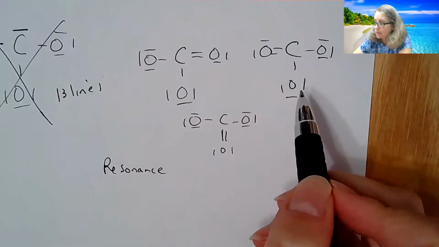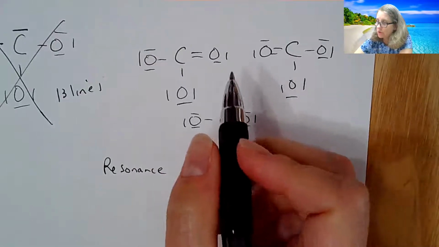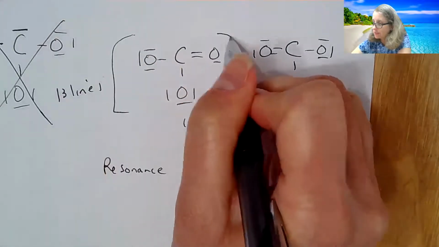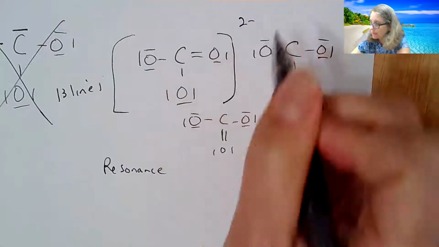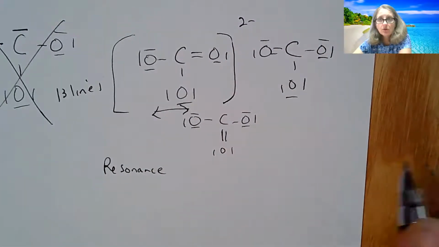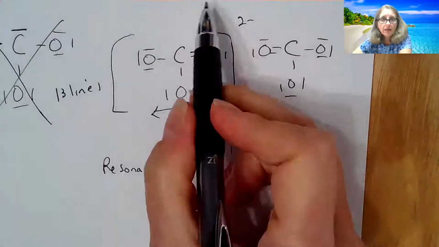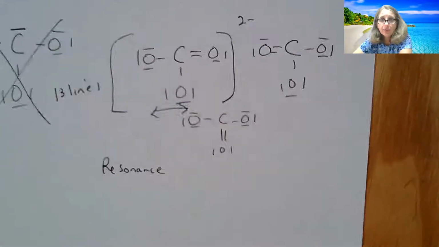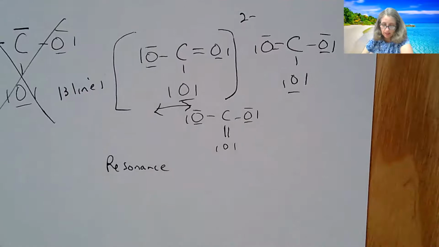So instead of drawing those 3 structures, what we told you to do is to draw one of them. I need to put brackets around it and put a minus on the outside, but then just draw a double-headed arrow underneath the structure. And then we say we could have that double bond in all 3 locations. That's really what it is.